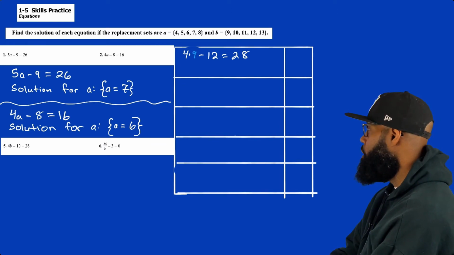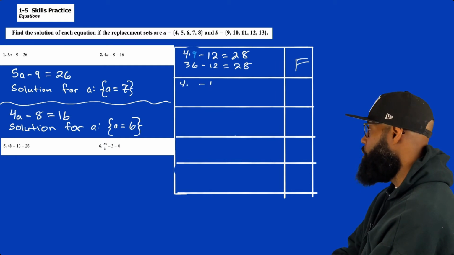36 minus 12 will be 24. And guess what? 36 minus 12 will be 24, not 28.